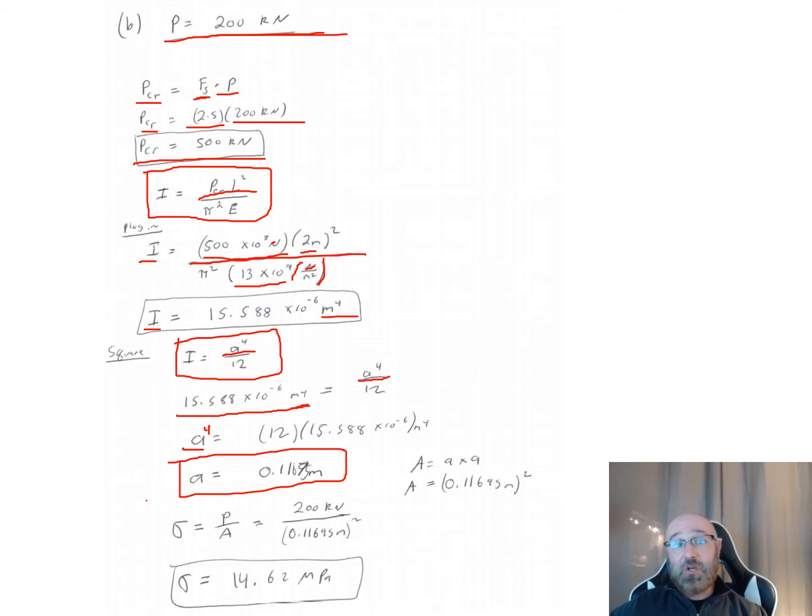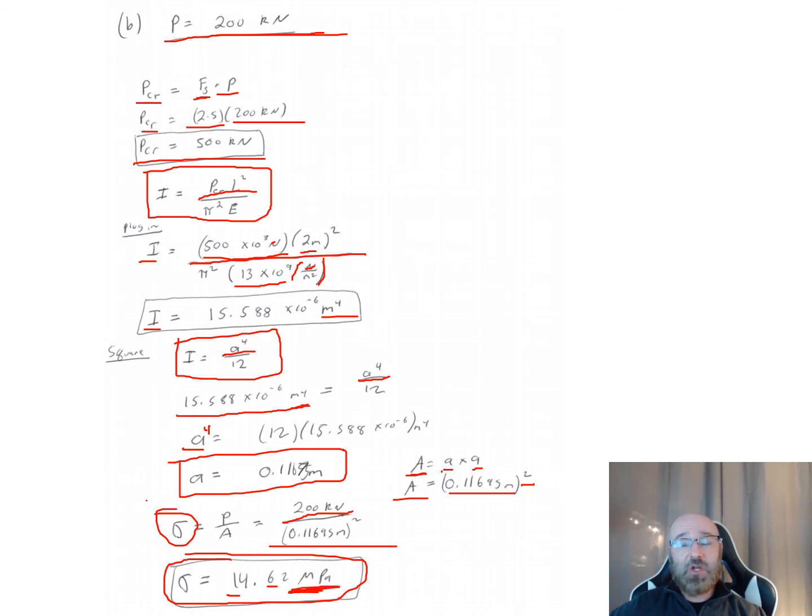What we end up with is that A is equal to 0.11695 meters. So our capital A for our cross-sectional area, where lowercase a and a are the two sides, is equal to 0.11695 meters squared. Plug that into our equation for our stress. So normal stress is equal to P over A. In this case, our P is given to us as 200 kilonewtons divided by that cross-sectional area, which is 0.11695 meters squared. We solve that out, and we find that our sigma is now 14.62 megapascals.